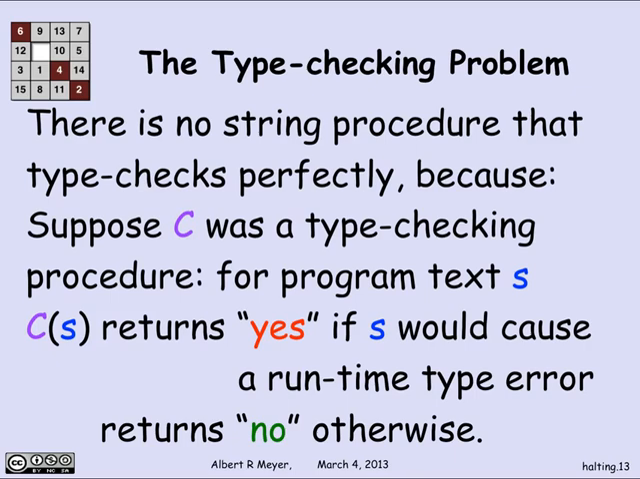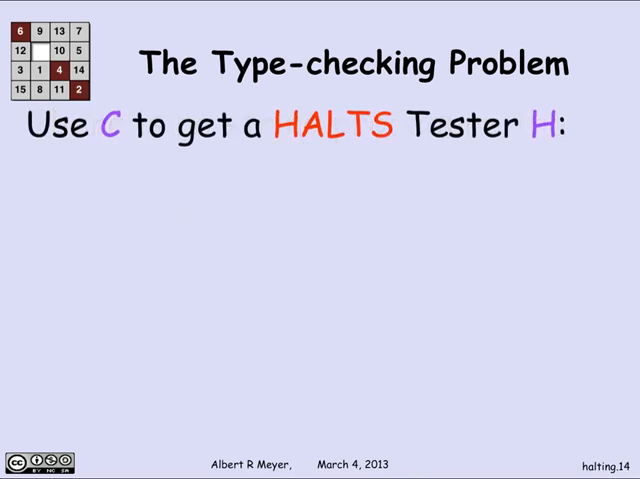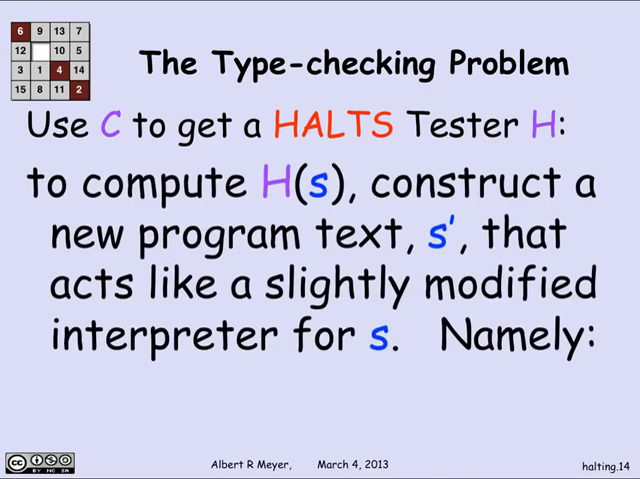All right. Now, what I claim is that if you give me C, if I have a procedure that's this perfect type checker, I can use C to build a tester for halts, which we said is impossible. So how would I use C to get a halts tester H? Here's how. I'm going to tell you how to compute H of S. I'm going to write a procedure. I'm describing the procedure that this tester H carries out on argument S.